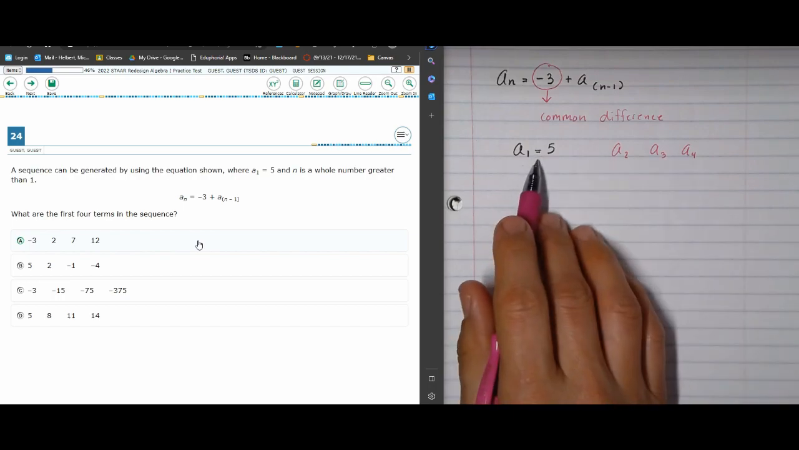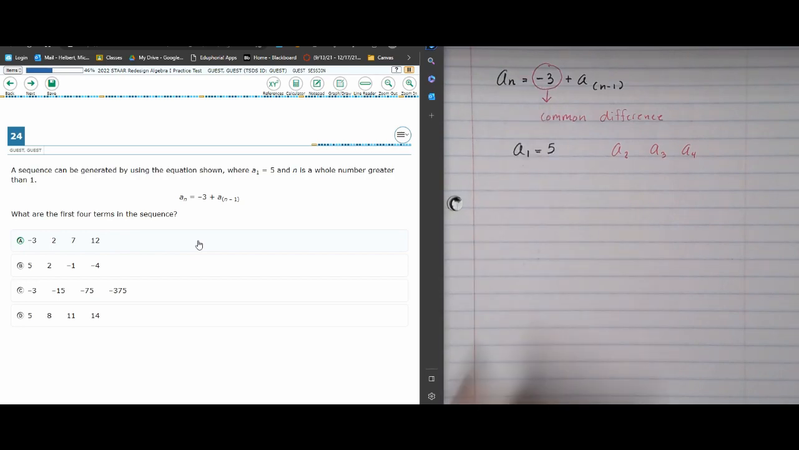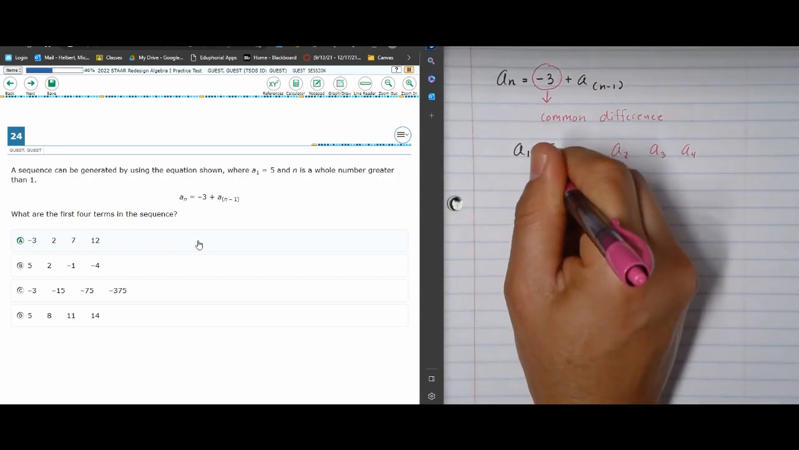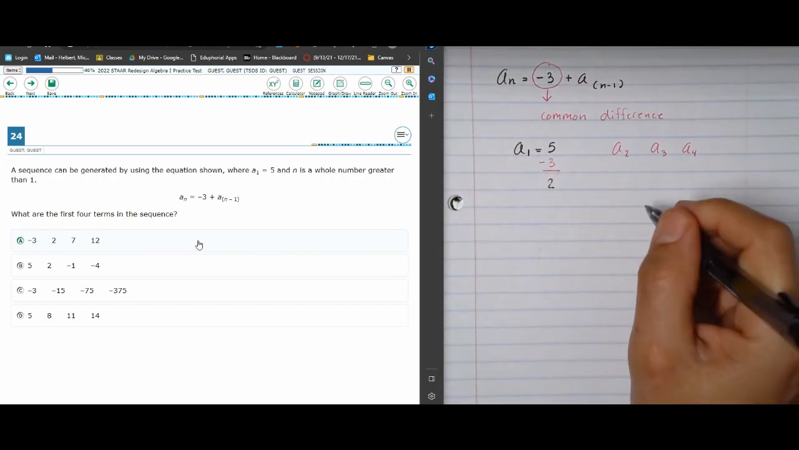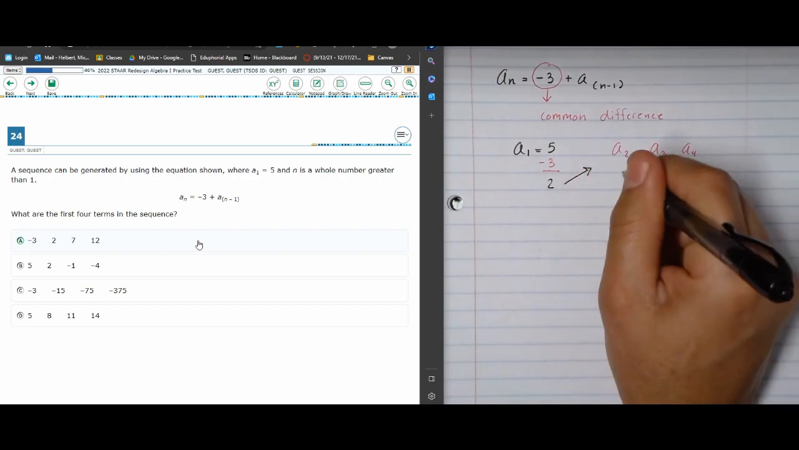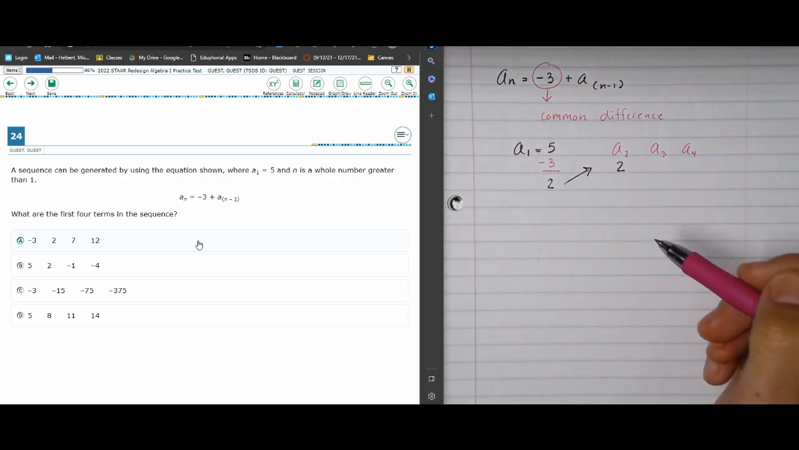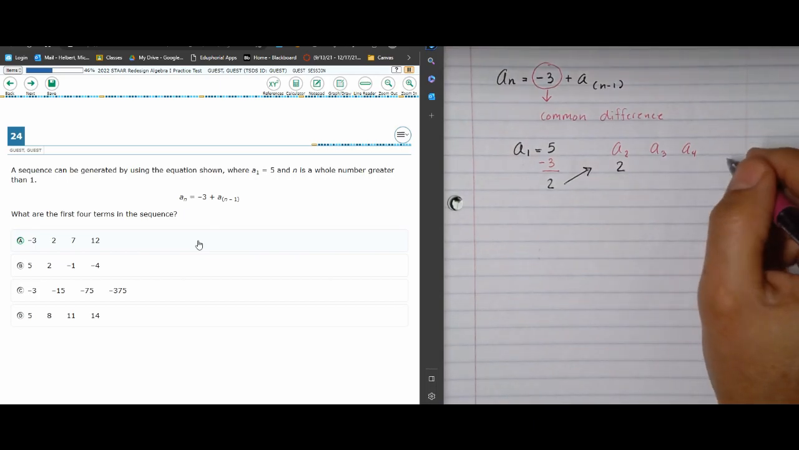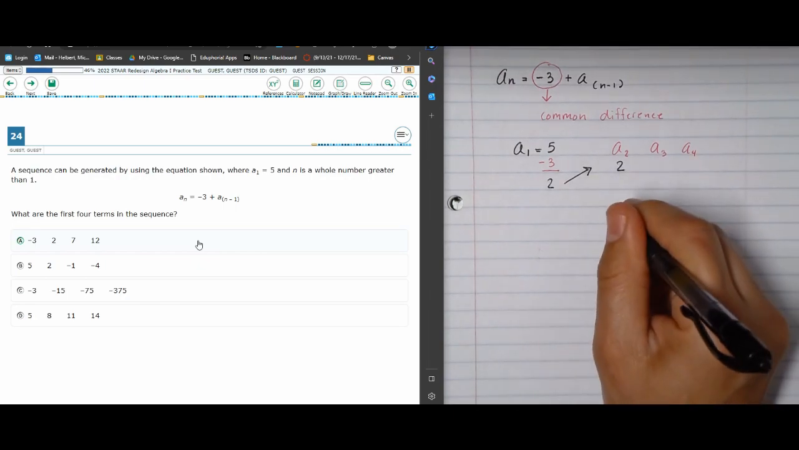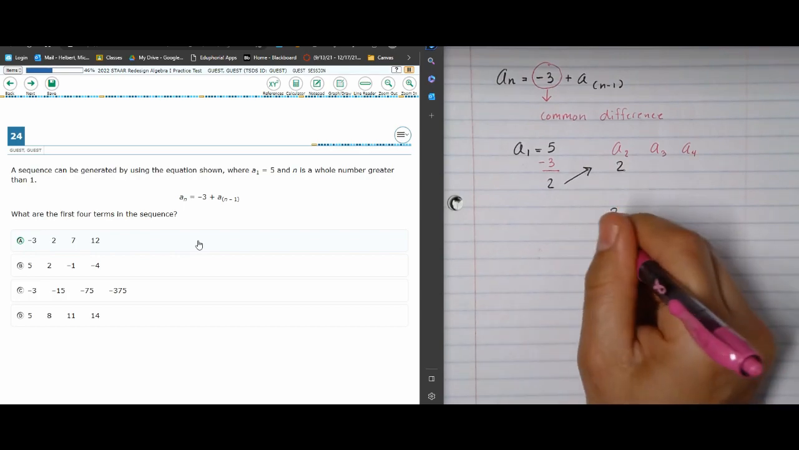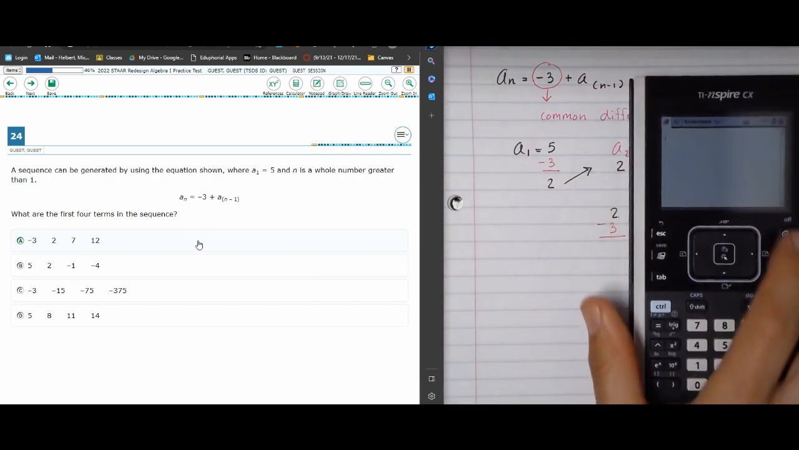And what I can do here is, if I know that a sub 1 is 5, and I know that my common difference is minus 3, what I can go ahead and do is subtract 3, and that gives me my a sub 2, which is 2. And then if I want to find my next one, I can simply go ahead and do the math on it. I'm going to do it right underneath. I can take this 2 and once again subtract 3, and that'll give me my a sub 3.